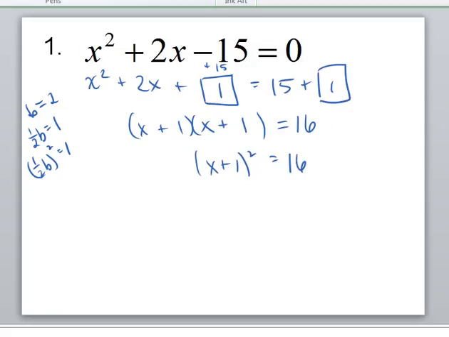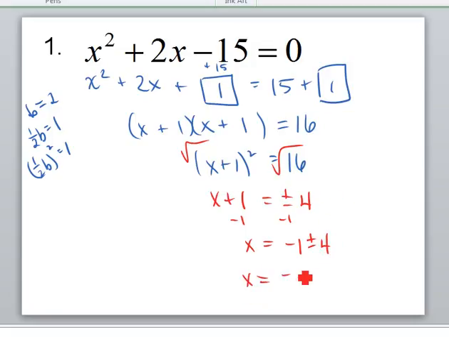And then I'm ready to square root both sides. So I get x plus 1 is equal to plus or minus the square root of 16. I can subtract 1 off both sides, and I get x is equal to negative 1 plus or minus 4. So my answer ends up being negative 1 plus 4 and negative 1 minus 4. So I get the answers of negative 5 and positive 3.